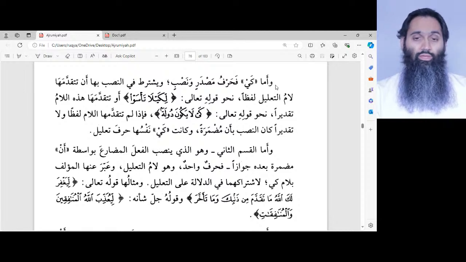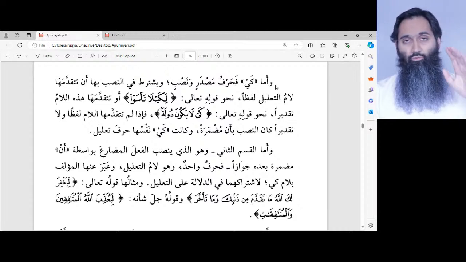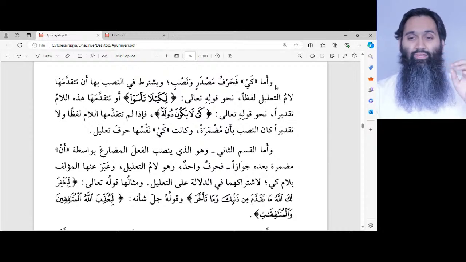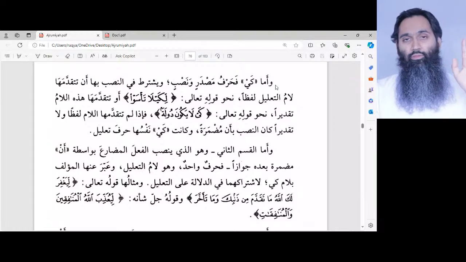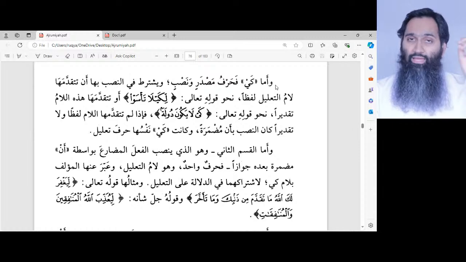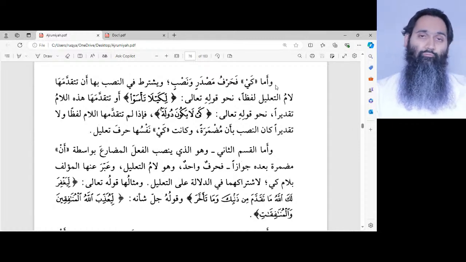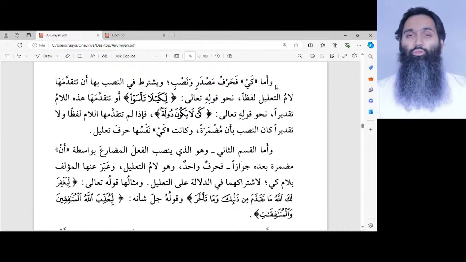Yes, so here in these two examples, what has happened? K is truly harfu masdarin wa nasbin wa istiqbalin. Okay, now what would happen if lamu ta'leel does not come before k, neither lafdan nor taqdeeran? What would happen then? Would k still by itself make the fi'l mudari' after it mansoob? No, it would not.